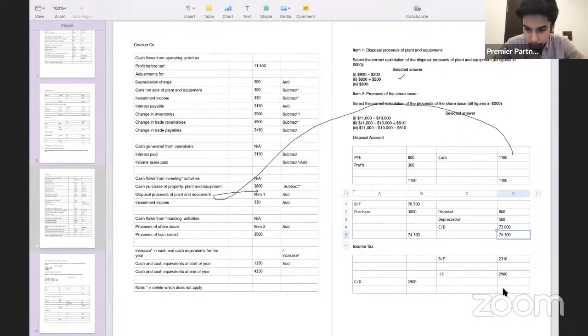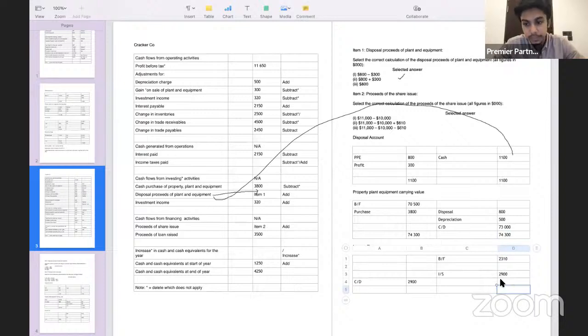Okay, income tax. Let's close this account also, faster. 2,310 plus 2,900, the answer will be 5,210. Is that correct? Yes. Then here also, 5,210. When you subtract, the answer is 2,310. That's the cash. So remember this cash answer. We should go and mark it over here.